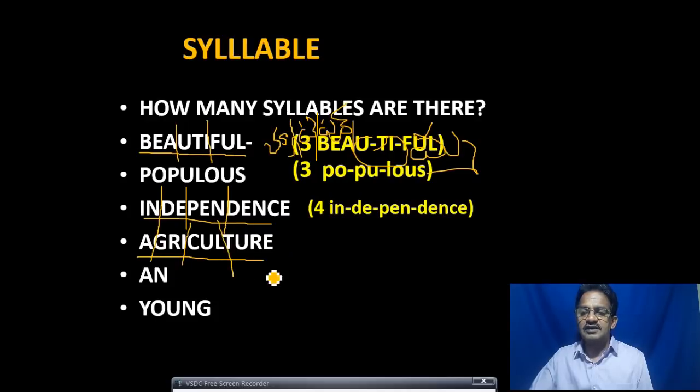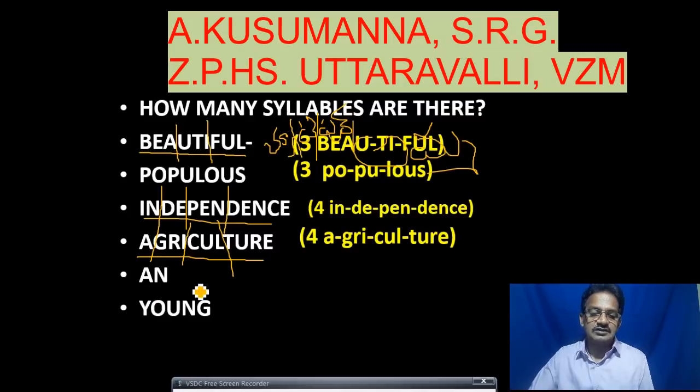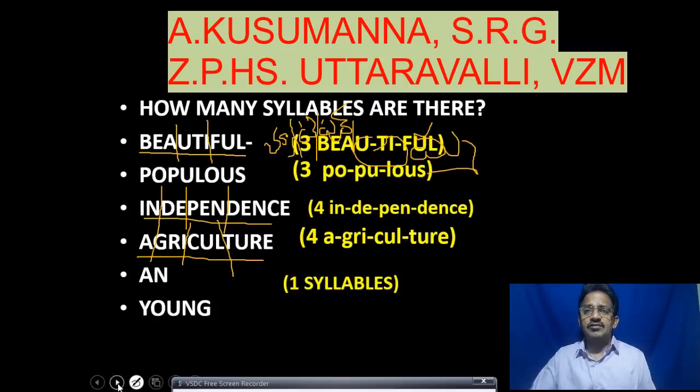How many letters are there in Telugu? How many letters are there? So 1 letter only. It is 1 syllable. So monosyllable word. And what we have to concentrate on is that utterances are very important.